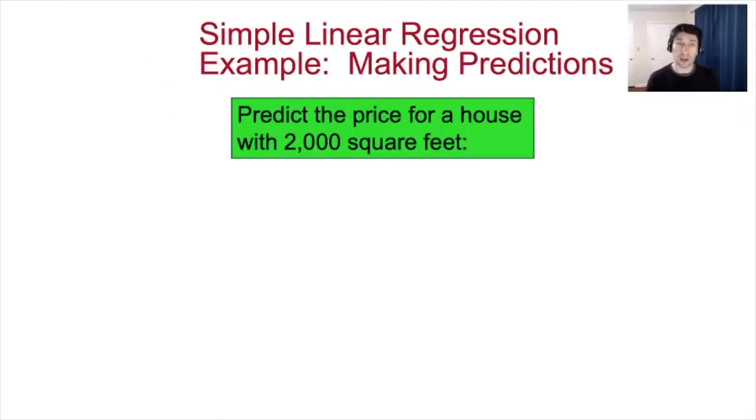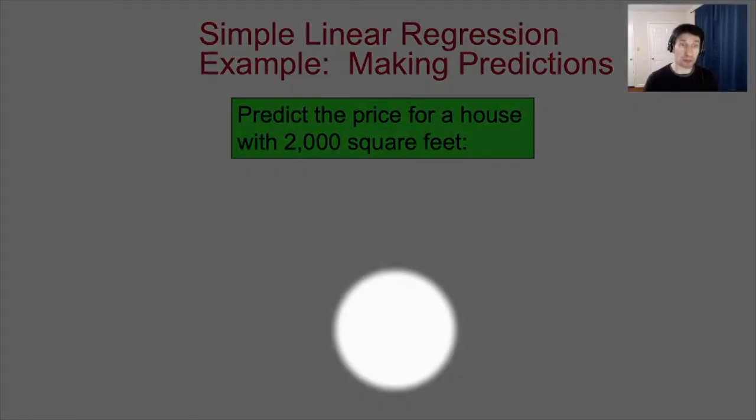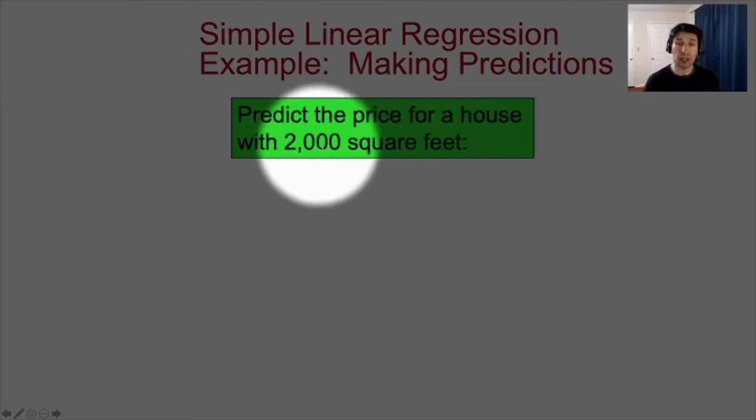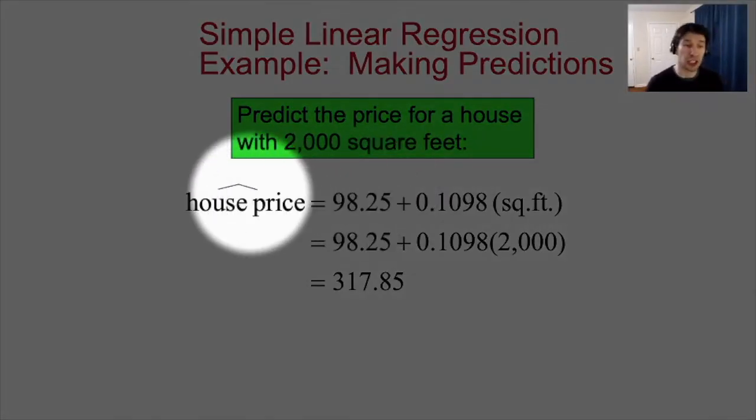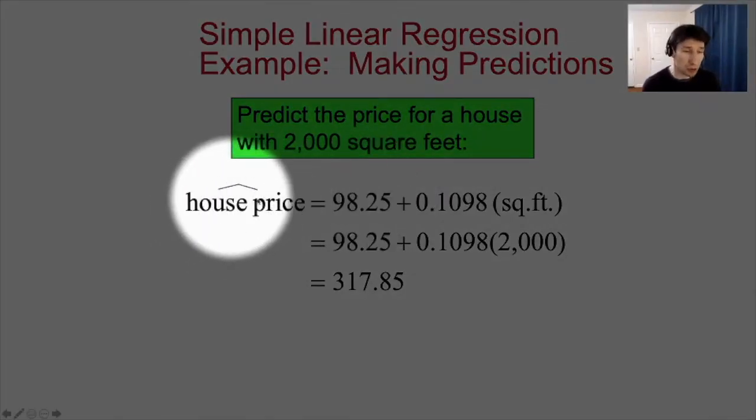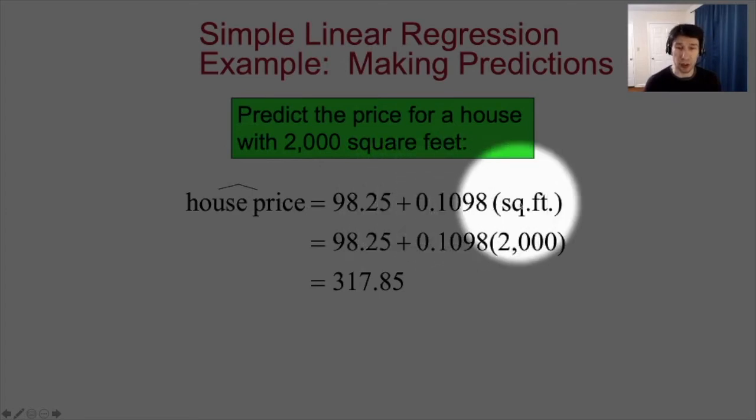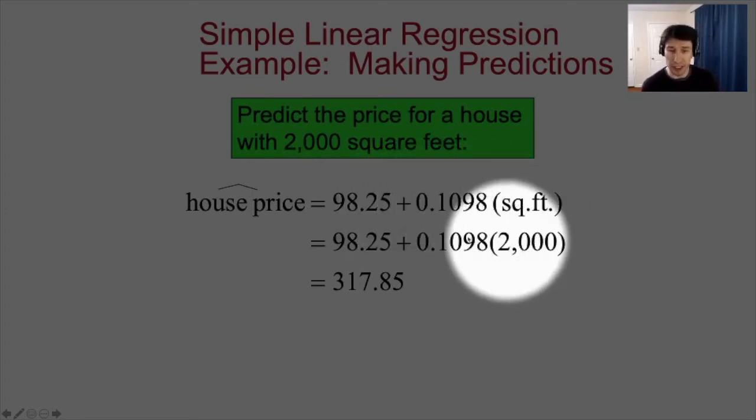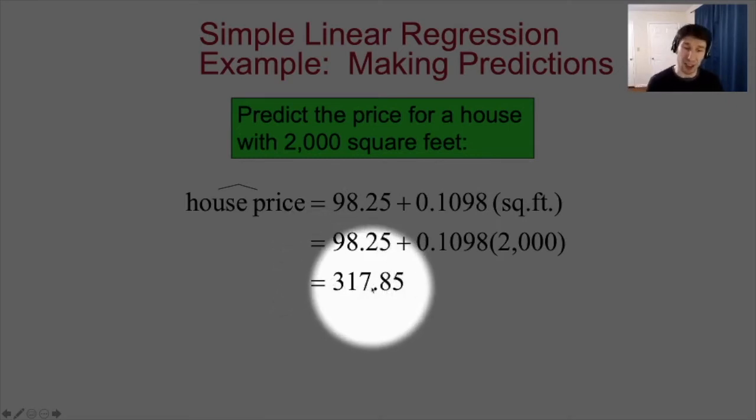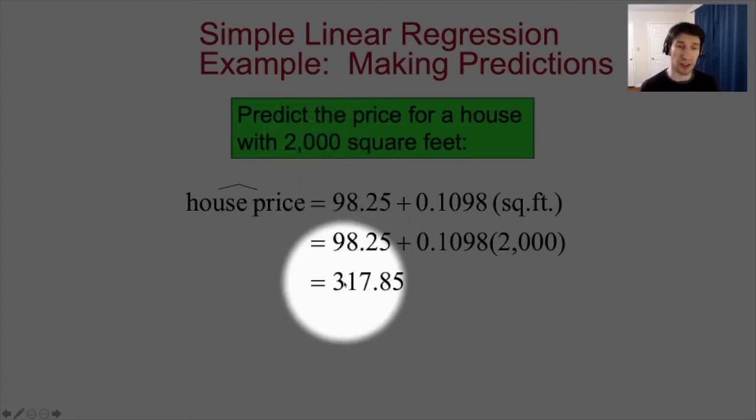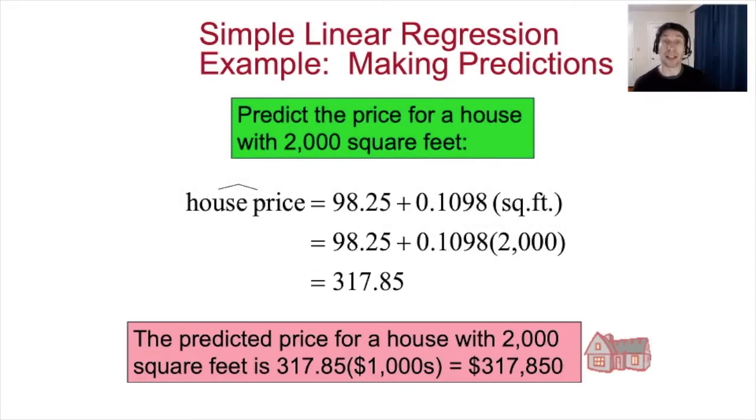How would you use this for prediction? Well, let us do an example. If you wanted to predict the price of a house with 2,000 square feet, all you would have to do is plug this square footage into our regression. So the estimated price of a house is 98.25 plus this times the square footage. Plug in 2,000 and you get 317. Remember, this is in thousands of dollars. So a 2,000 square foot house is estimated to cost $317,000. That is the predicted price of the house given our prediction line.